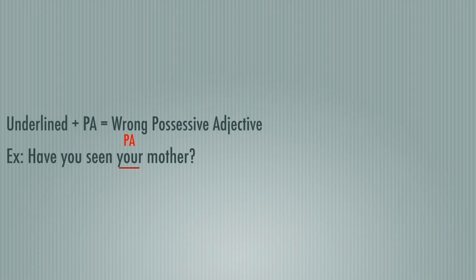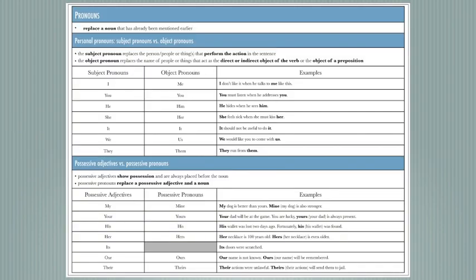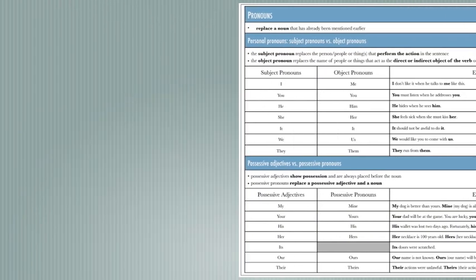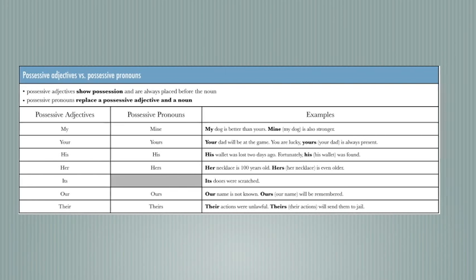Then underline plus PA is a wrong possessive adjective. Okay, so you can check possessive adjectives at page 18, but more precisely at the bottom of the page. So possession: my dog, your dad, his wallet, and so on, and possessive pronouns.